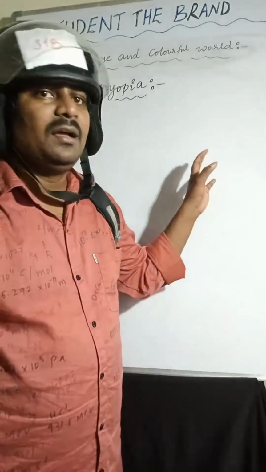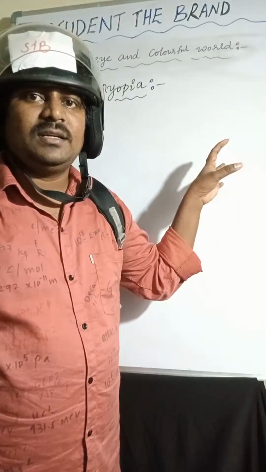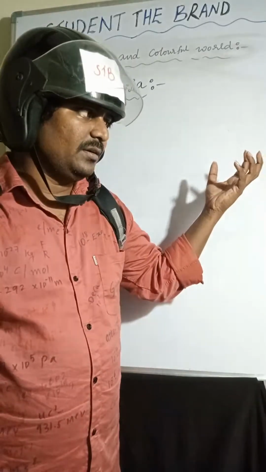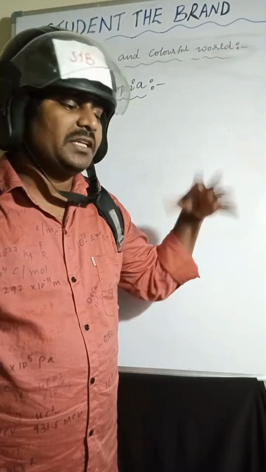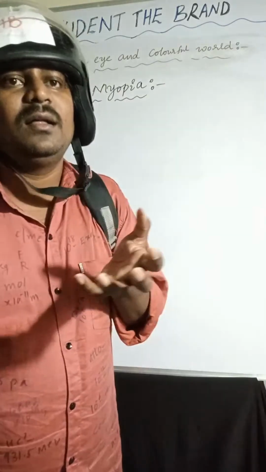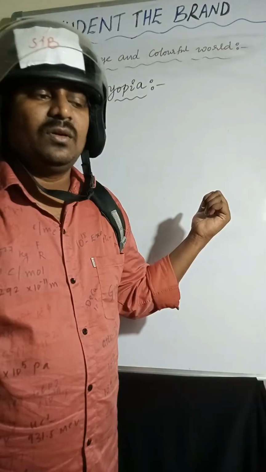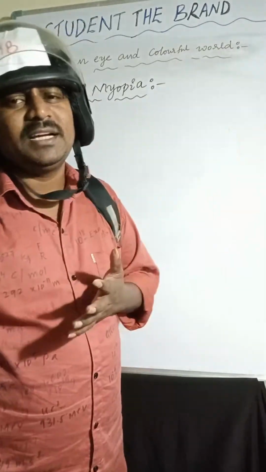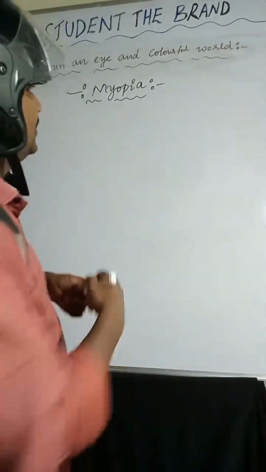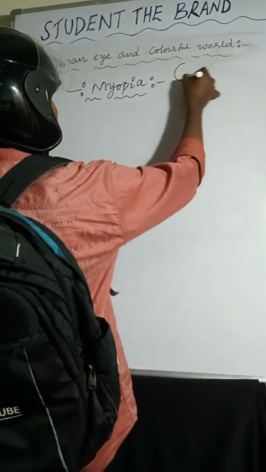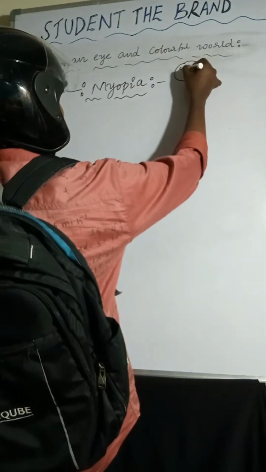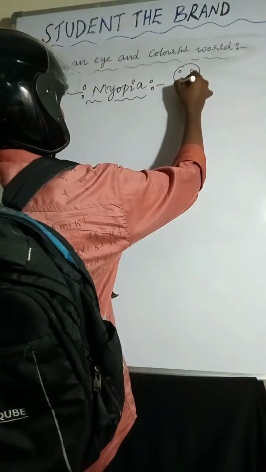I'll give one small incident. So what is myopia? How do we draw myopia in the form of diagrams? How will it be corrected? Now you can see here, this is the myopic person, the person who has myopia.